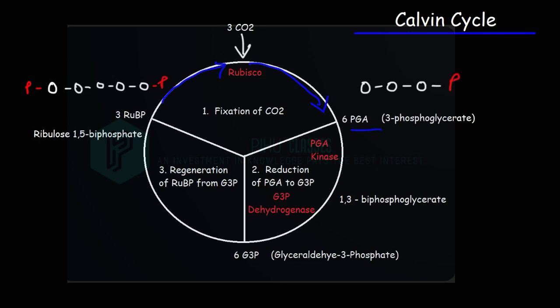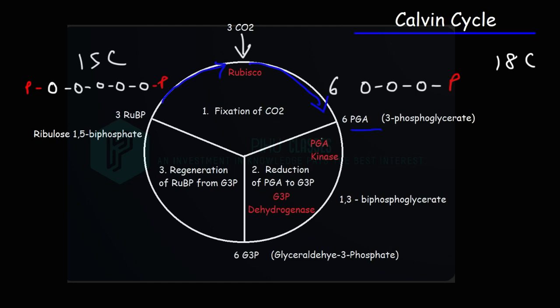So if we keep track of the total number of carbons, if each RuBP has 5 carbons, 3 of them has 15 carbons. And then we're going to add 3 carbons from the 3 CO2 molecules, so we should have a total of 18 carbons. So thus there's 6 3-phosphoglycerate molecules.